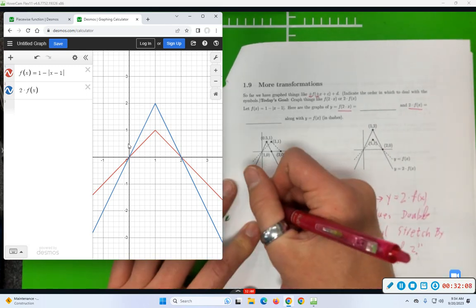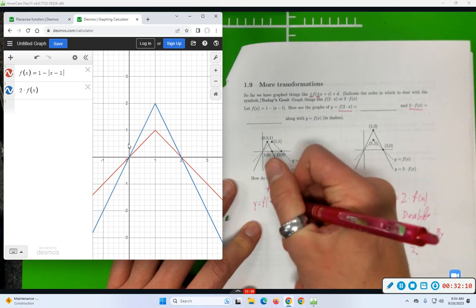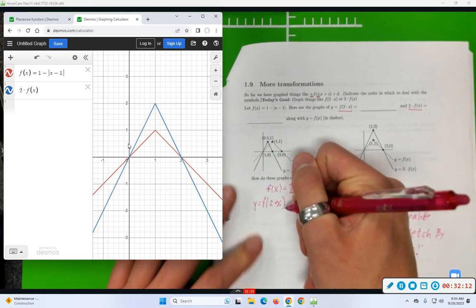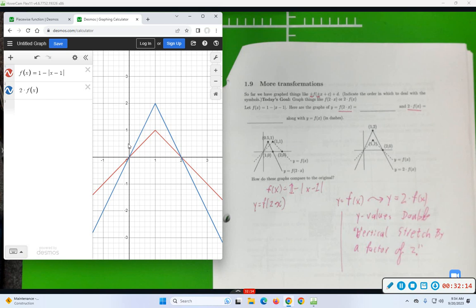Let's think about the other one. Y equals f of 2 times x. If multiplying the output by 2 doubles all the y values, maybe that makes good sense. You double all the output values of the function. That's what multiplying by 2 means. So yeah, that should be a vertical stretch.